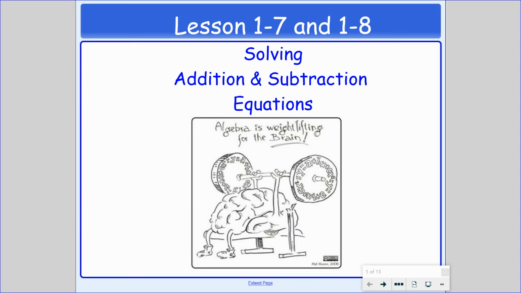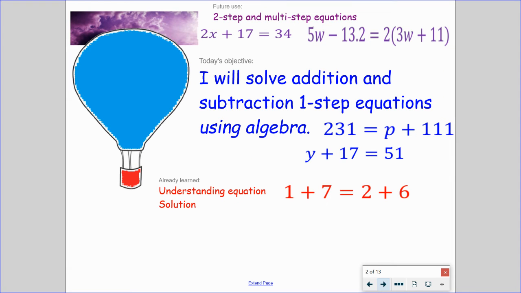Here to help you with Chapter 1, Lessons 7 and 8, Solving Addition and Subtraction Equations. So let's carry into where we have been, where we are now, and where we are going. What should you have already learned? Well, really, you should have a deep understanding of what an equation is. More on that in a second.